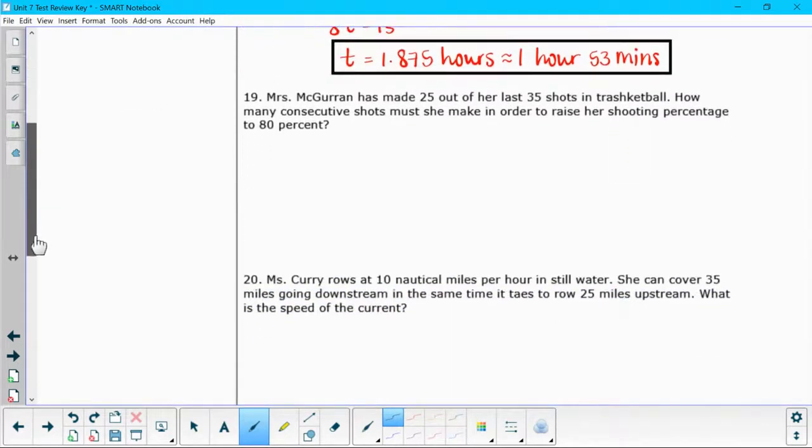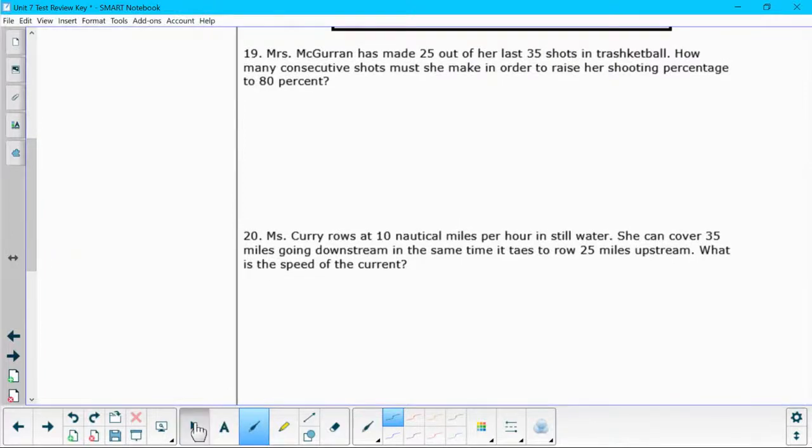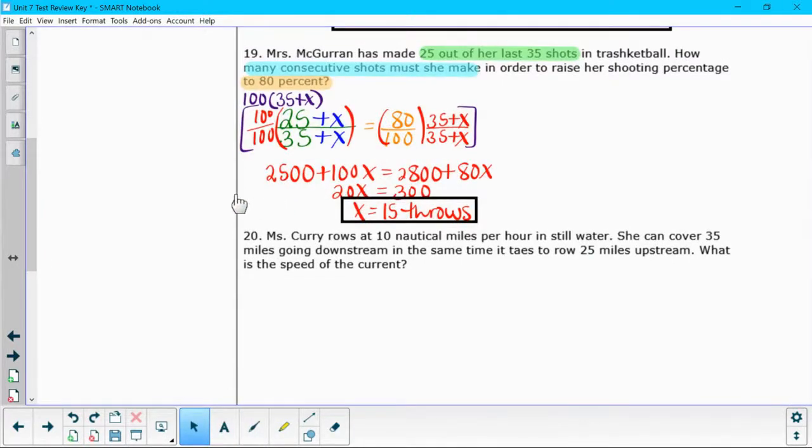Now, for 19 and 20, I did cover these as a part of one of our warm-ups, so I'm going to go over these rather quickly. Mrs. McGurran made 25 out of 35 shots. How many does she need to make consecutively to raise her shooting percentage to 80%? So we do 25 plus x over 35 plus x is equal to 80 over 100. First fraction needs 100. Second fraction needs 35 plus x. Cancel out that common denominator, leaving me with 2500 plus 100x, because you have to distribute, is equal to 2800 plus 80x, which comes out to 15 additional throws.